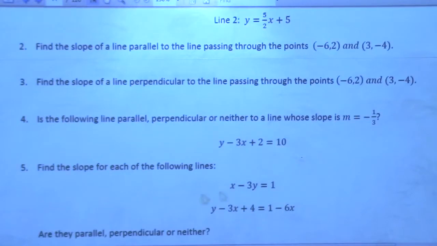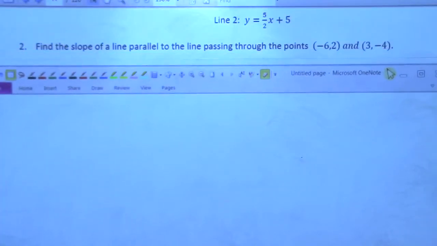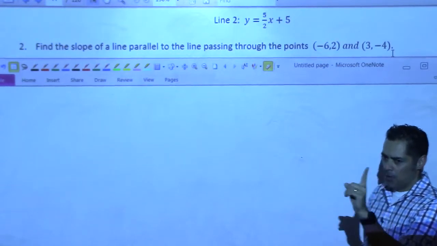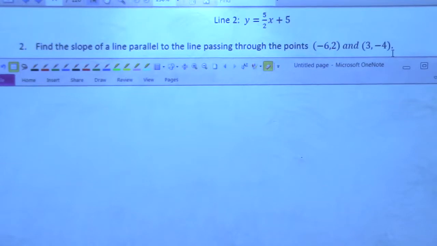All right, next problem, number 2. Something a little different now. Okay, number 2. Find the slope of a line that is parallel to a line passing through those 2 points. We would like to find only the slope of a line that is parallel to a line that passes through these 2 points.